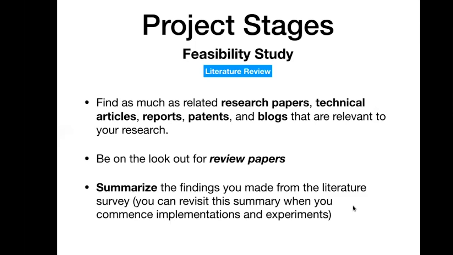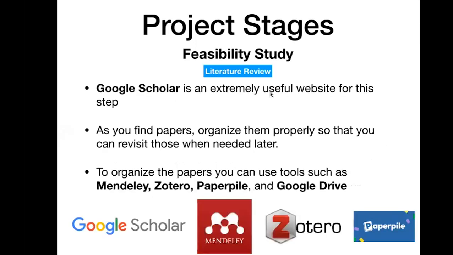Let's also see how you can take some help from some tools to improve your literature survey, literature review as well. Most of you might know by now, Google Scholar is an extremely useful website for the feasibility study. We'll be talking about this later in the presentation again. It's a search engine where you can search for papers published all around the world, so that you can access them at your fingertips from your computer.